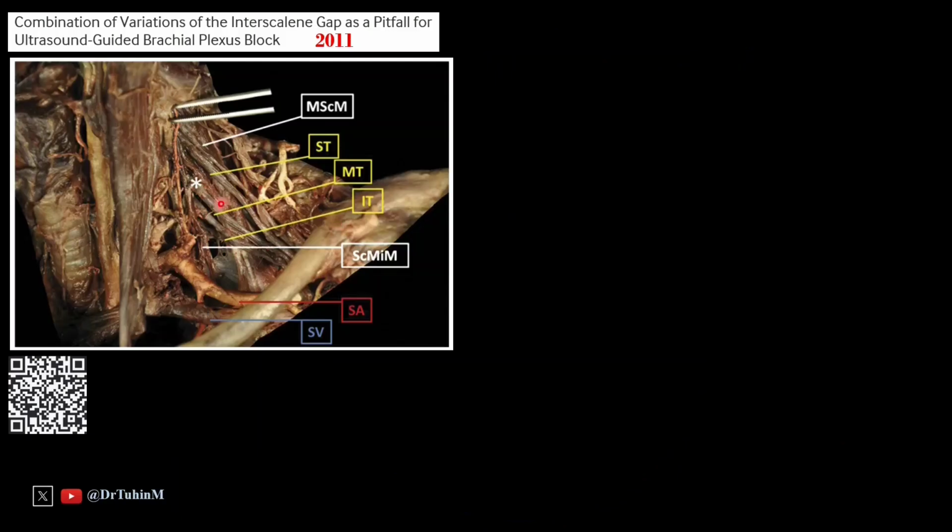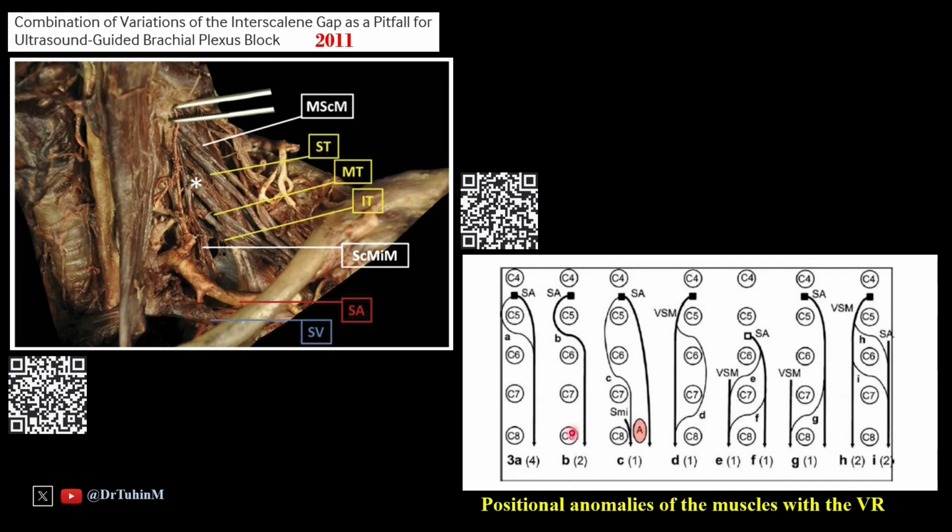In this case, the anterior scalene muscle is absent. The scalenus minimus muscle separates the subclavian artery from the dorsally located brachial plexus. Additionally, you can see a muscle bridge here which is connecting the scalenus minimus to the middle scalene muscle and running between the superior and the middle trunks. In this picture, we are seeing different positional anomalies of muscles and the ventral rami.